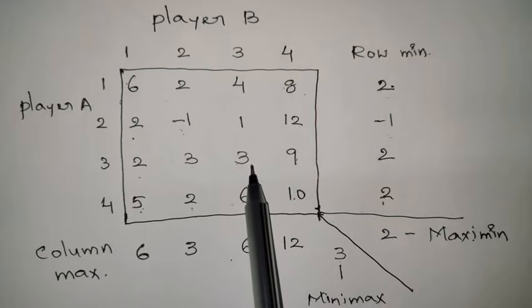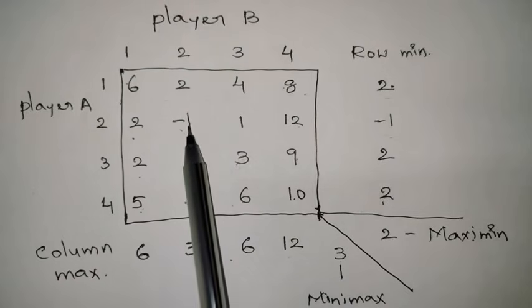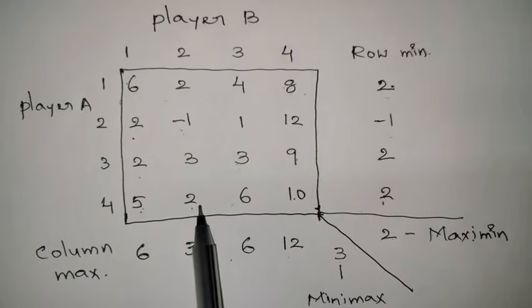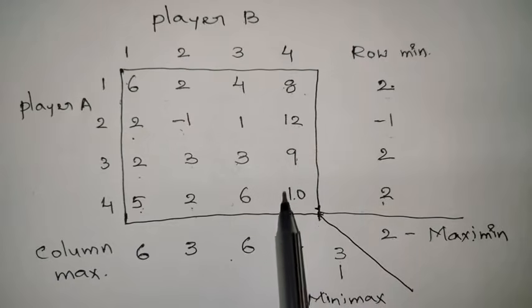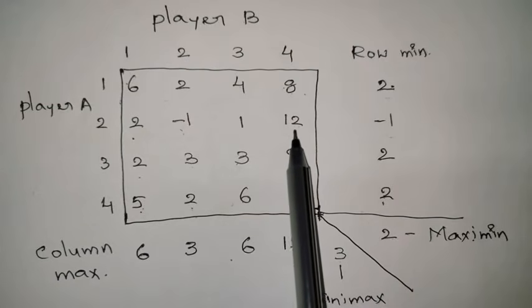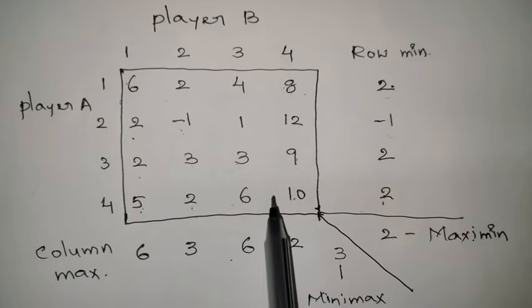Now I am taking one more combination, rows 2 and 4. Compare the values. 2, 5: row 4 is higher. Minus 1, 2: row 4 is higher. 1, 6: row 4 is higher. 12, 10: row 2 is higher. So row 2 is not completely dominating row 4. It is also not a possible combination.